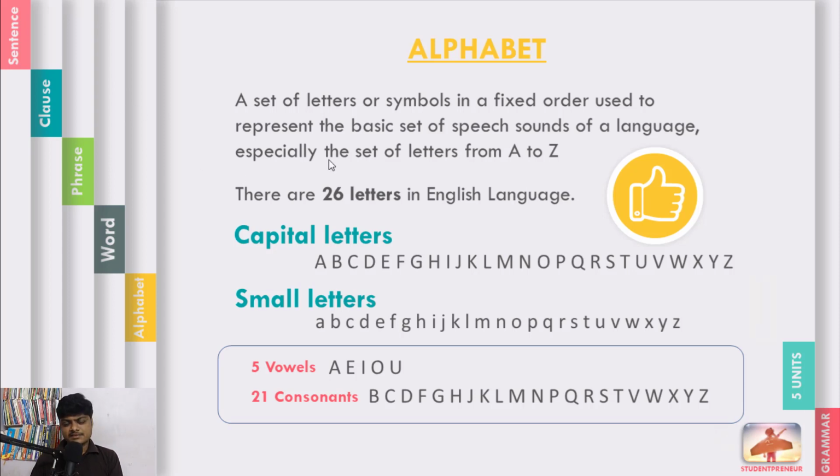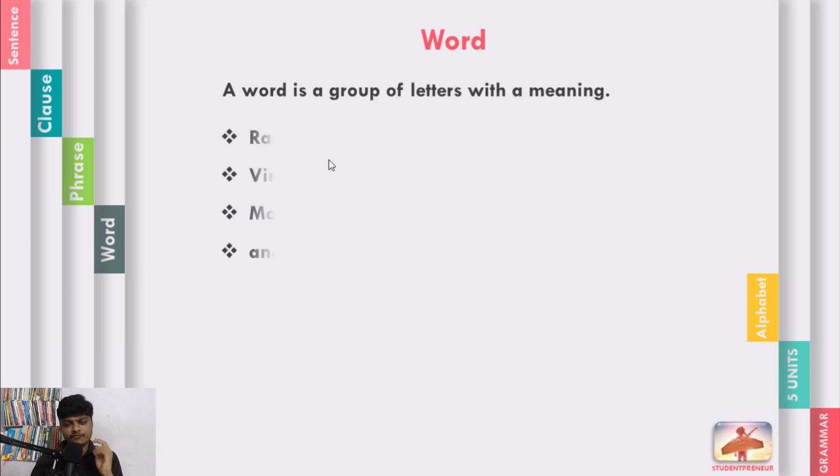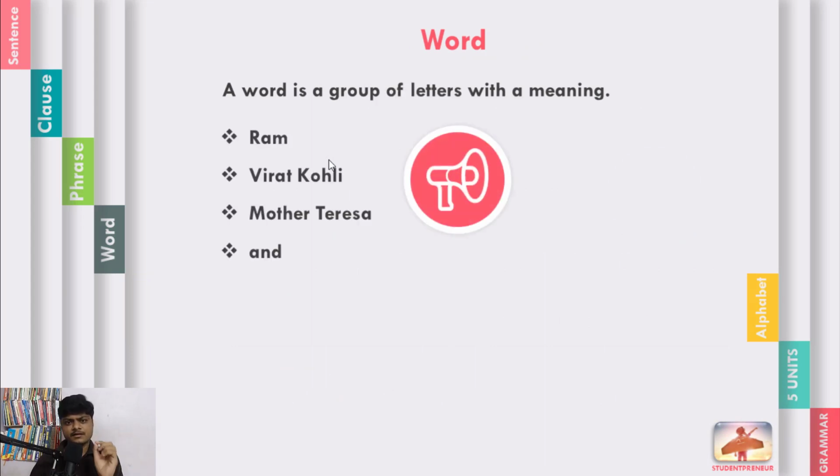Let's learn the second basic unit. What is the second basic unit? Word. Word is nothing but a group of letters with a meaning. For example, take the word Ram. R-A-M, 3 letters are there. It is combined together and gives us the meaning that it is the name of a person.